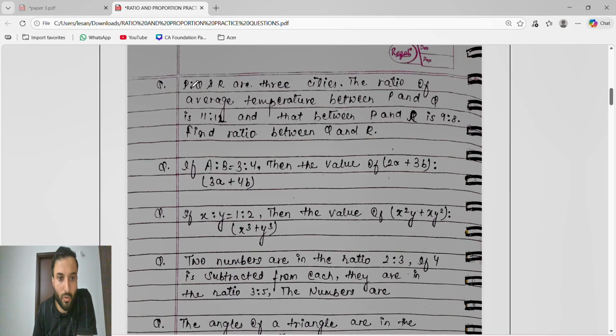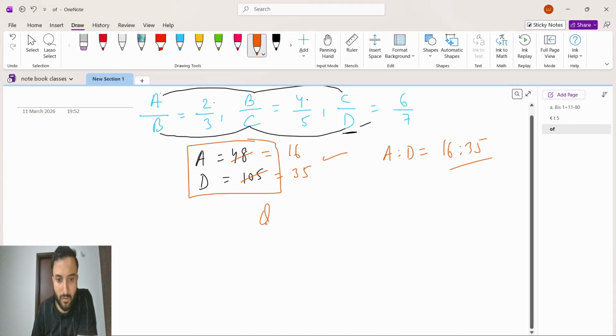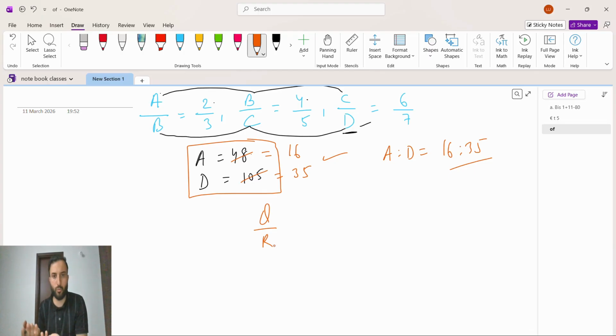P, Q, R. Guys, P, Q and R are 3 cities. The ratio of average temperature between P and Q is 11 is to 12, and that between P and R is 9 is to 8. Find the ratio between Q and R. Guys, we have to find the ratio between Q and R, means Q by R.